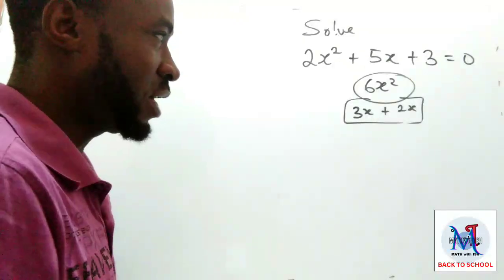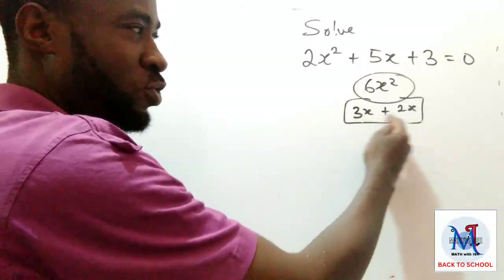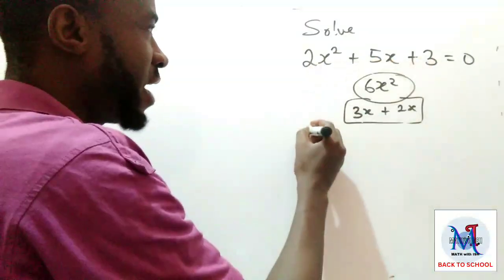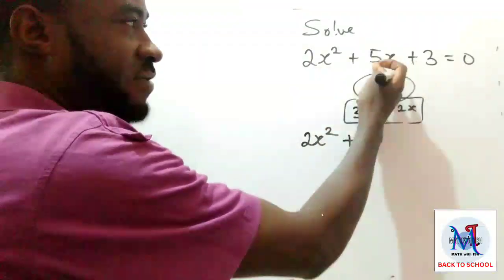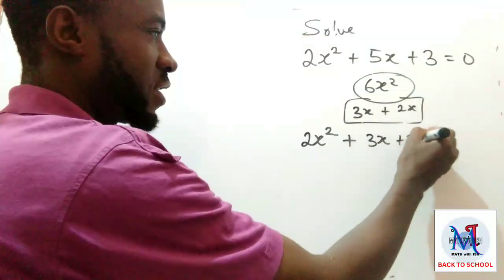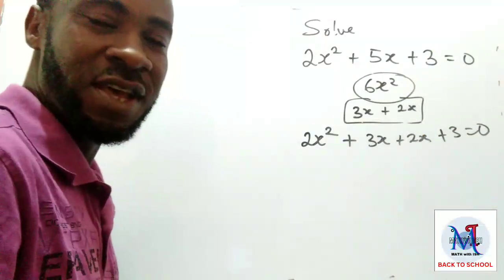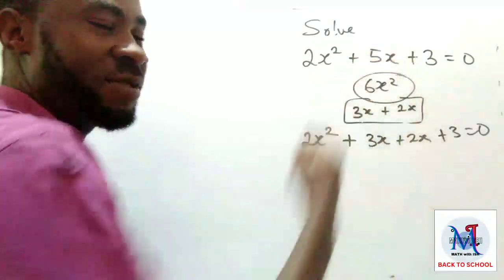Now let's substitute. We are going to replace this 5x with 3x plus 2x. So I'm still rewriting the 2x squared, but the 5x I'll replace with 3x plus 2x, and then I write back my 3 equal to 0. So you can see I've not really done anything new. The only thing I changed is this 5x.